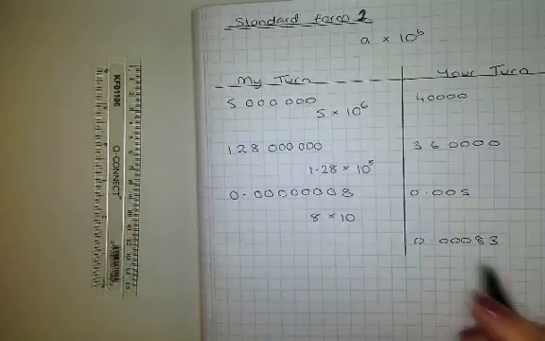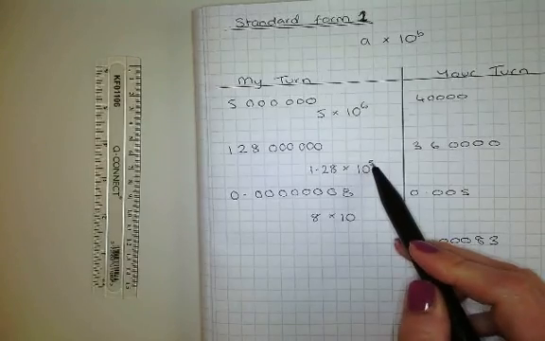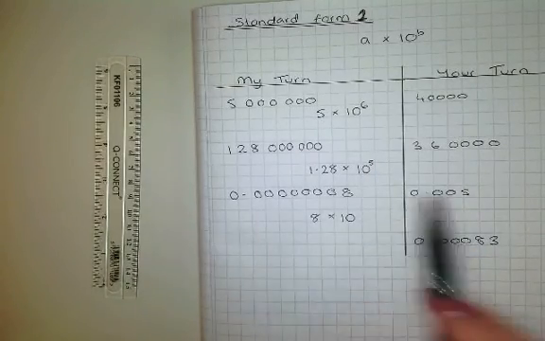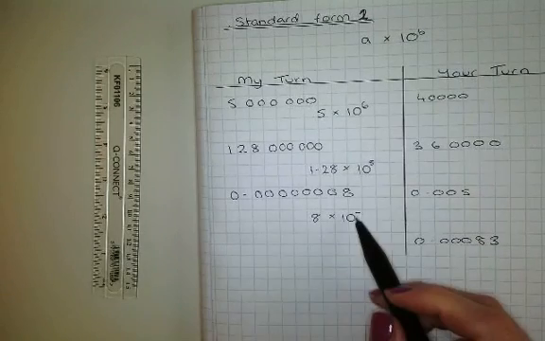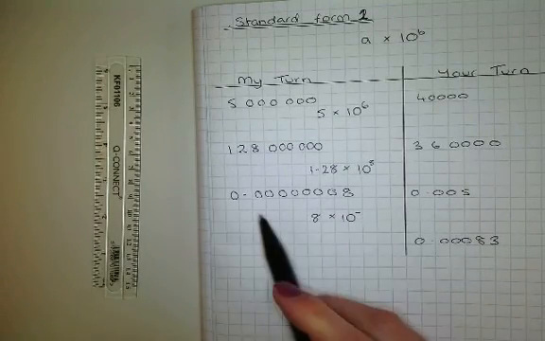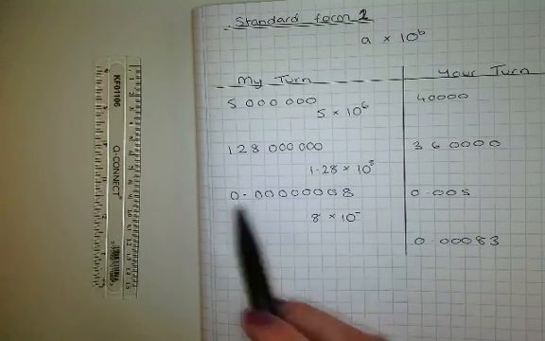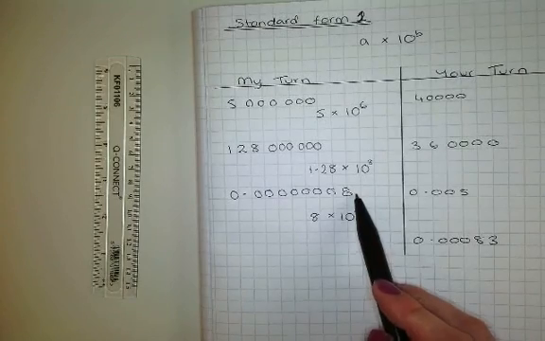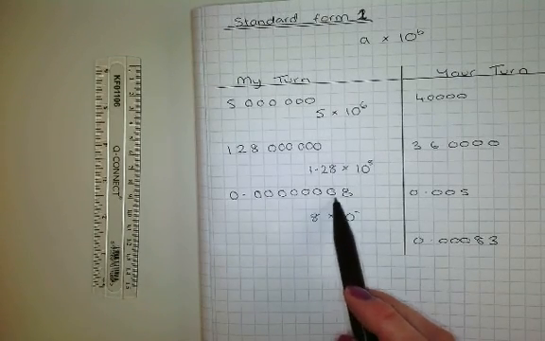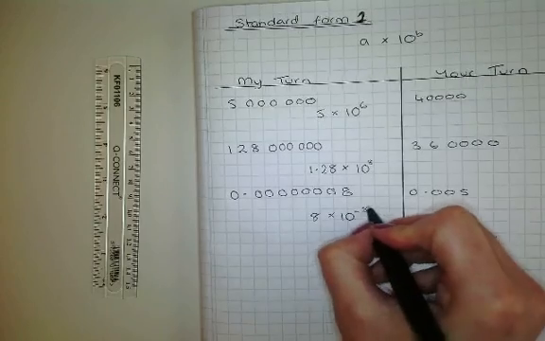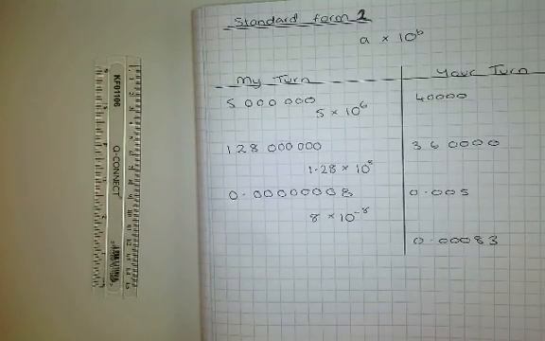Times by 10 again. Now I've got a negative power here. To show that it's a smaller number, I'm going to use a negative power. So that's just going to say how many times I divide it by 10. And the answer to that is, the decimal point's there, and we want to be here. So I've divided by 10, 1, 2, 3, 4, 5, 6, 7, 8 times.